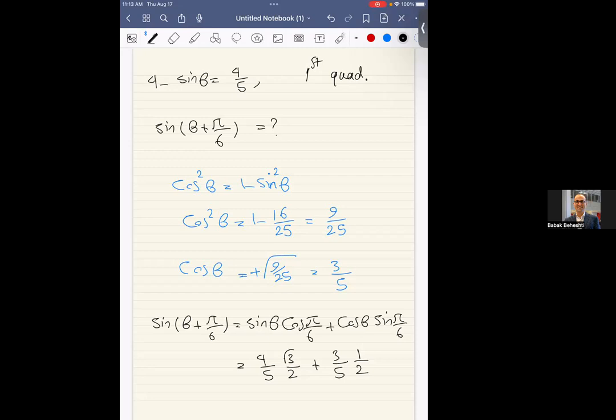Now try to do the same question. Let's modify it a little bit. What if theta is in the second quadrant? Cosine would be negative 3/5. Clear? These are the only two possibilities, right?